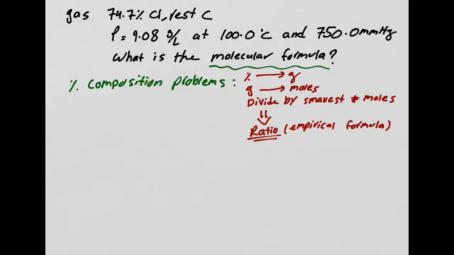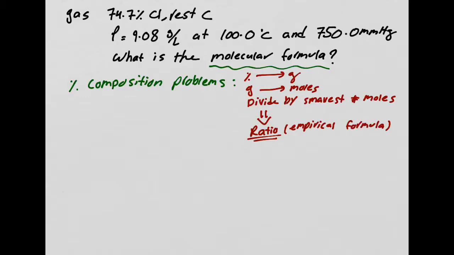I know it's been a while since you've seen percent composition, so let's go over it one more time to make sure you remember it. Percent elemental composition is when you don't know the formula, but you know the percentage of each atom. You have 74.7% Cl, the rest is carbon, and I want to figure out the molecular formula. These were the rules. First, convert percentage to gram. Second, convert gram to moles using molecular weight. Then divide by the smallest number of moles to get a ratio, and the ratio is the empirical formula.